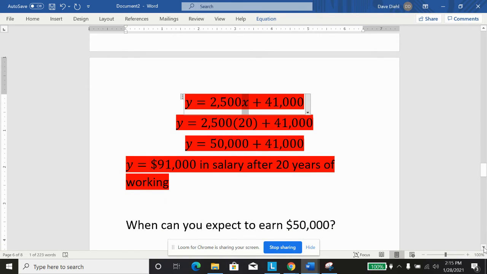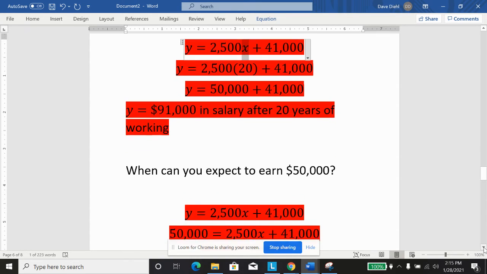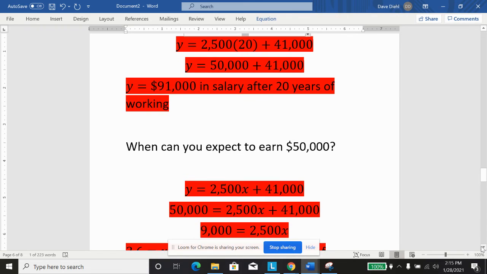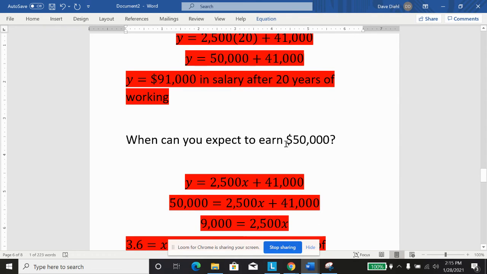What if you wanted to set a goal for yourself and find out when you will be earning $50,000 in salary? Well, this time you would plug in 50,000 for Y, because now you're trying to find out how many years. X is the unknown, and the known is how much you'd be earning in salary. Well, now you've got a two-step equation. Hopefully you know that the first step is you would just subtract 41,000 from both sides, and you get 9,000 equals 2,500x. That means you're basically saying I would have to increase $9,000.